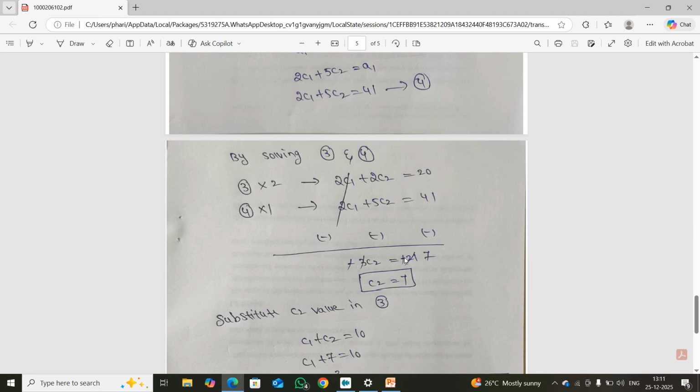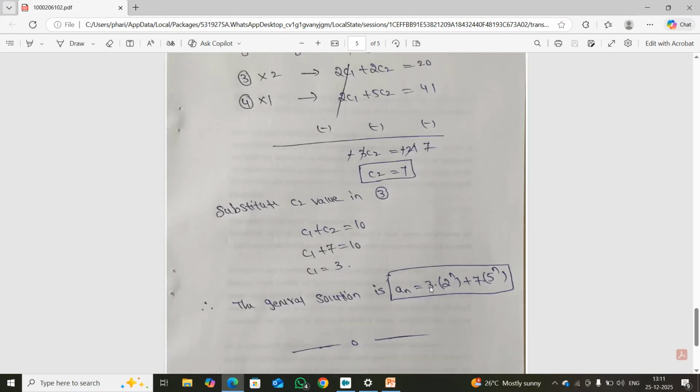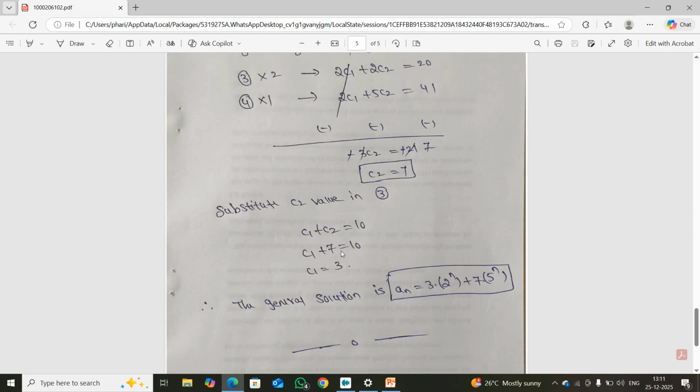Here minus minus cancel. 3 ones are 3, 3 sevens are 21. So c2 equal to 7. Substitute c2 equal to 7 in equation number 3, c1 plus c2 equal to 10. c1 plus 7 equal to 10, so c1 equal to 3. Finally, substitute the c1 and c2 values in the general solution.